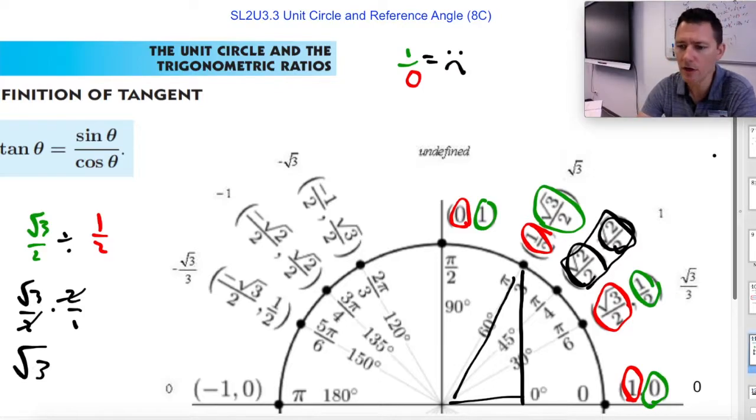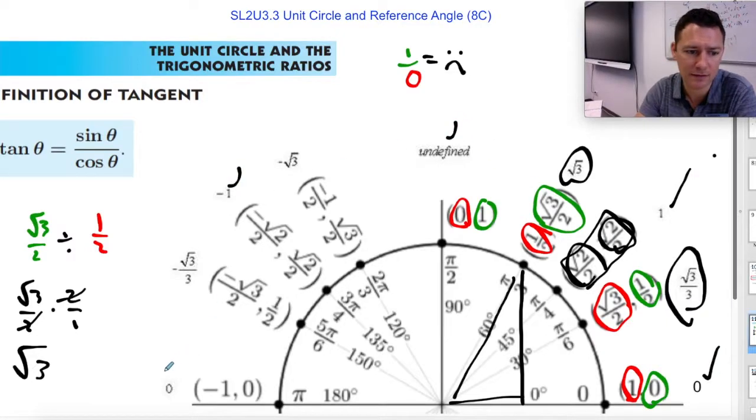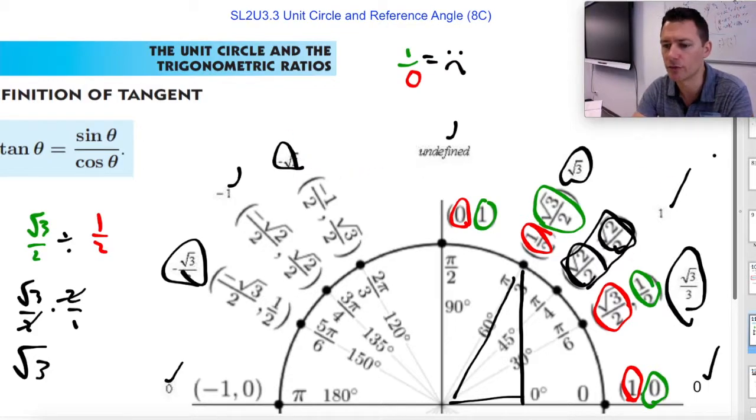Fine. All right. So hopefully you don't have to memorize too much more. One of these is root 3 over 3, one of these is root 3, and these should make sense. These you might have to memorize, so you don't have to derive them a whole bunch of times.